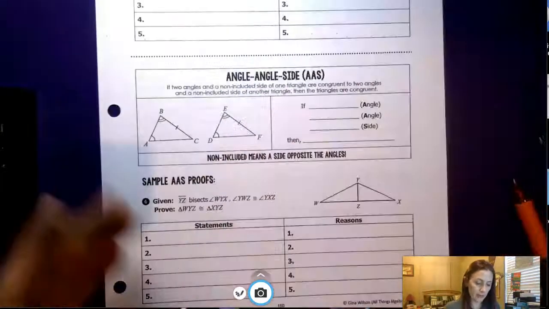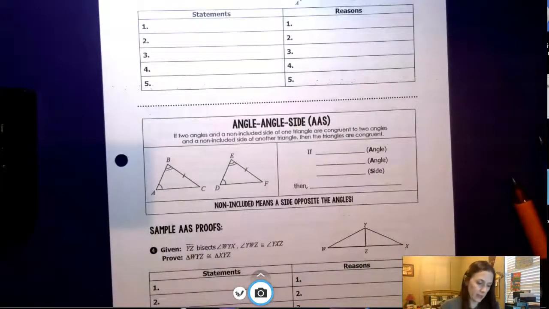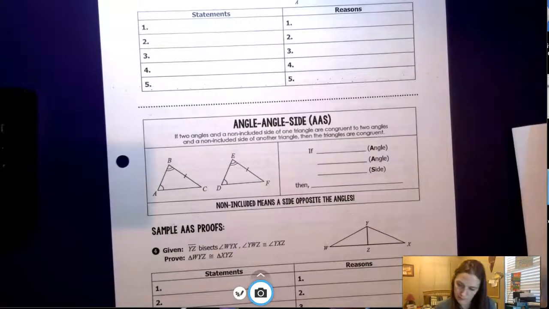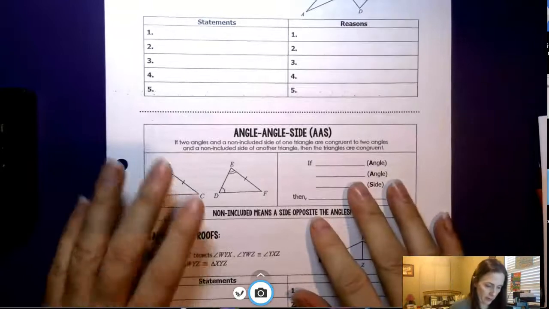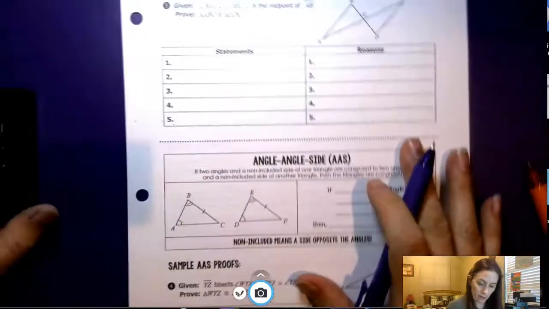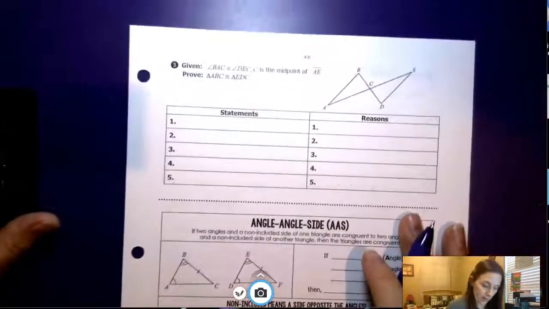Okay, I'm going to go to the next page. We are going to do everything on this page pretty much. Again, pause if you need to, mark everything that you need. I am going to give you this information.